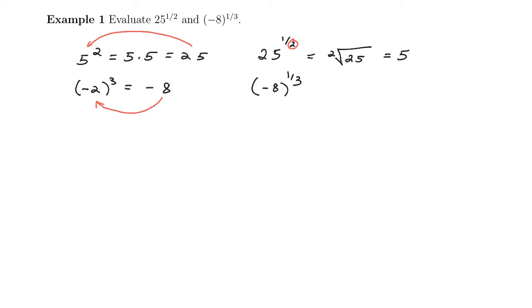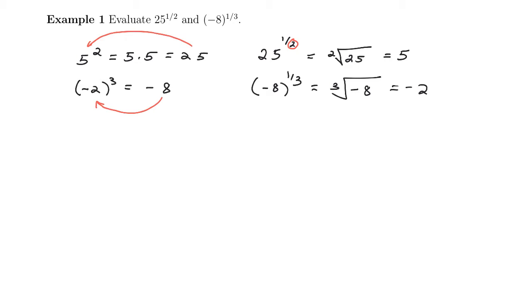Likewise, for -8 to the 1/3, it's going backwards from cubing. So you're thinking of what's the number that when I cube it gives me -8? Well, I know the answer now is -2. So written another way, we'd say the cube root of -8 is -2. So that's what these fractional exponents mean. They mean either like a square root or a cube root, a fourth root, a fifth root, and so on. They're going backwards from powers that we are already familiar with.